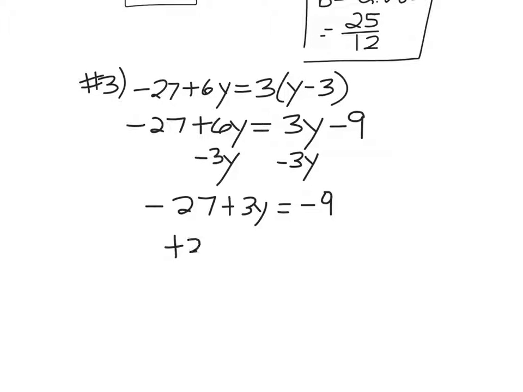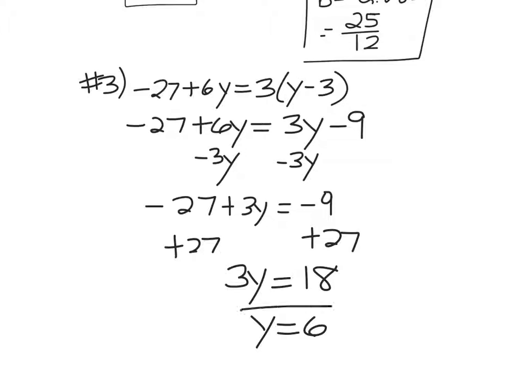All right, add 27 to both sides of the equation. That way the negative 27 and 27 are gone, and you end up with 3y on the left side, and negative 9 plus 27 is 18. And then one more step, divide by 3, so y equals 6.